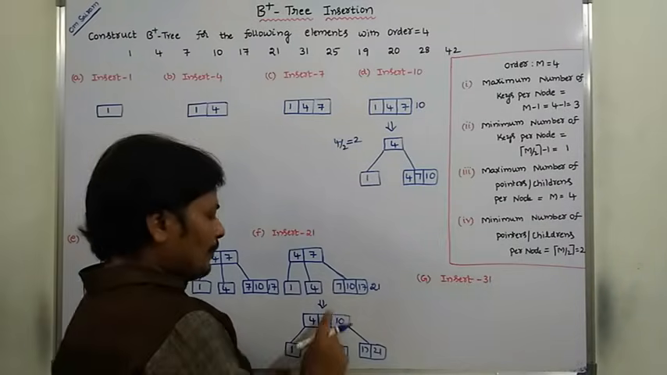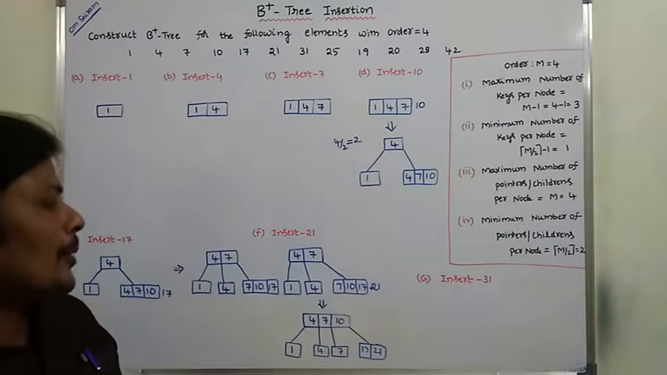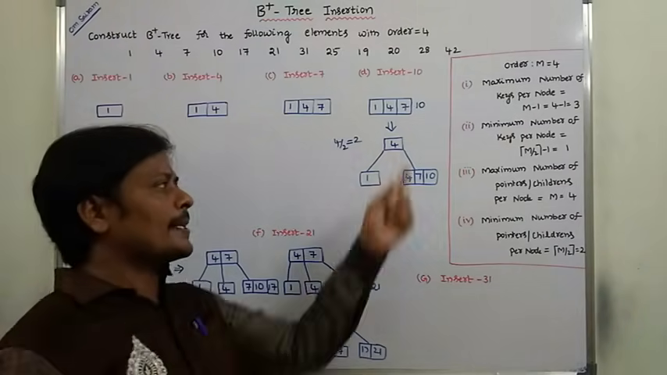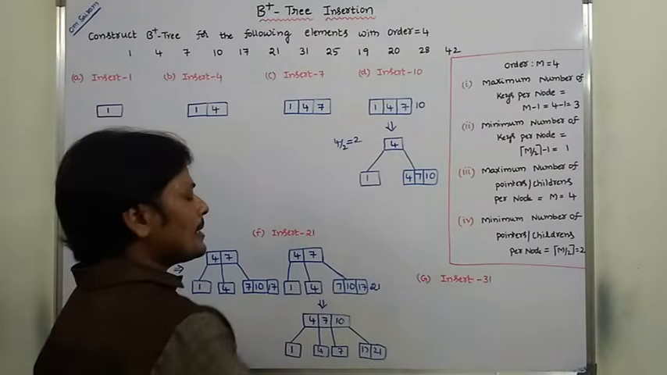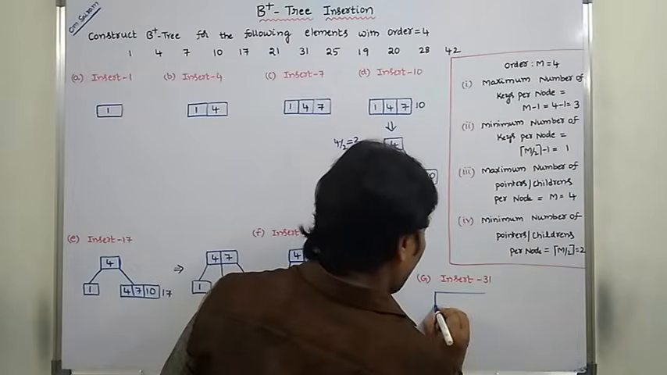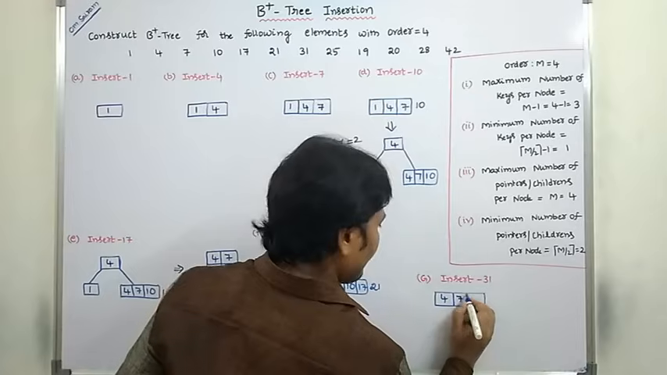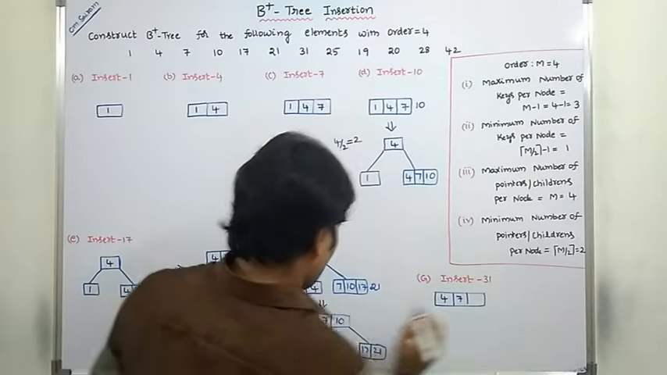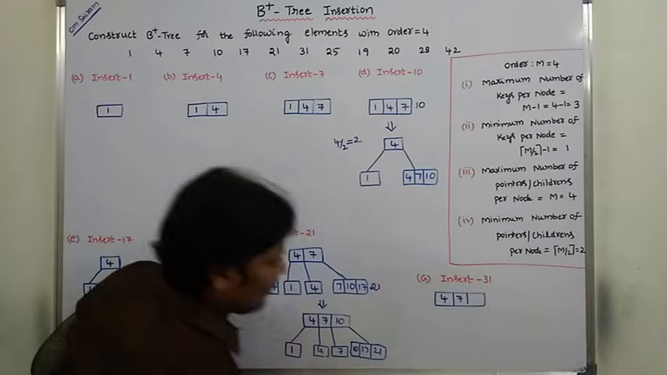Except this node, the remaining nodes do not contain any children, so this B plus tree satisfies all these properties. Next, insert 31. Before inserting 31, the existing B plus tree is 4, 7, and 10 is also inserted at this place.